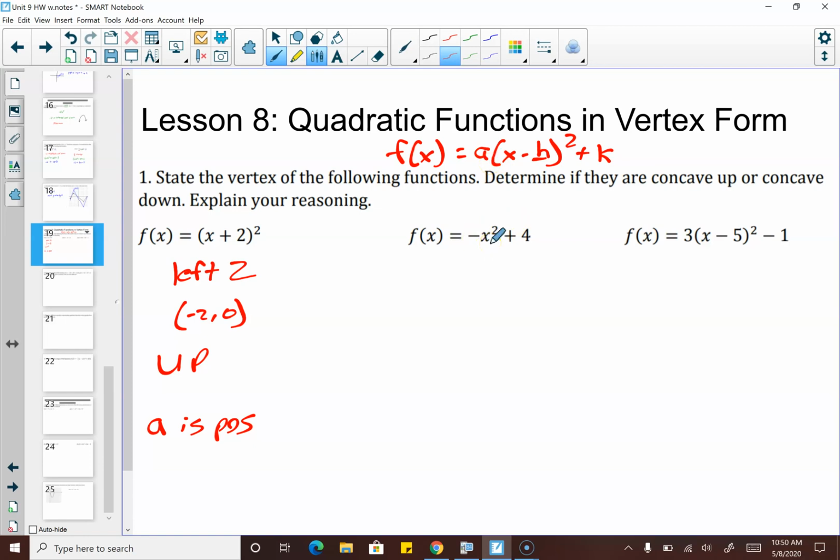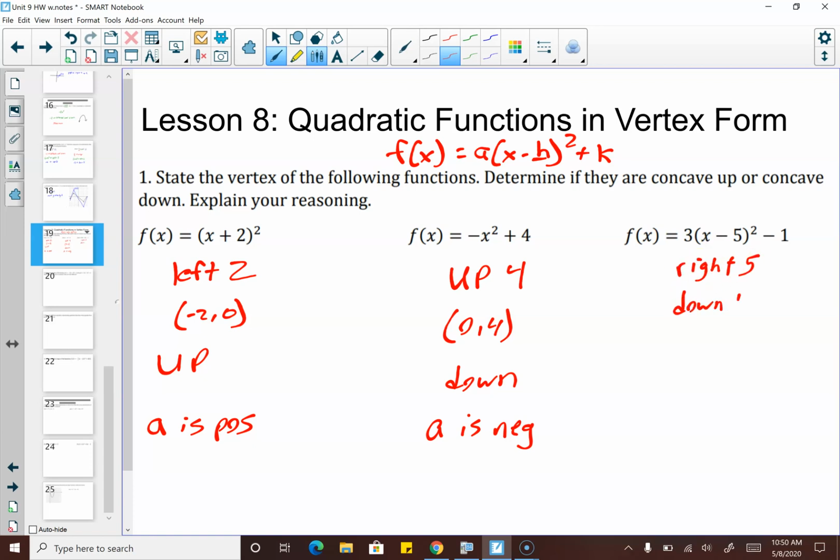In the middle, there's no left or right movement because there's no parentheses. There's just up 4 movement. So that's going to give us a vertex of 0, 4. Now this is going to be concave down because A is negative. All right, now I know normally we say A is in front of the parentheses, but if there is no parentheses, you just find your x squared term and you look to see if it's positive or negative in front of that. In the last one, we're -5, so we're right 5 and down 1.